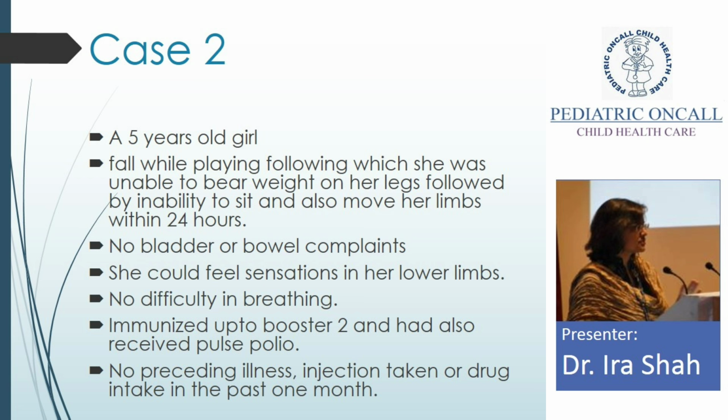Let's see this patient. 5-year-old girl, she has a fall while playing, followed by which she is unable to bear weight on her legs, followed by which she has inability to sit and now move her limbs within 24 hours. There is no bladder or bowel involvement, there is no sensory loss, she has no difficulty in breathing. She's been immunized up to booster 2, has received pulse polio. She's had no preceding illness, injection or drug intake in the past 1 month.